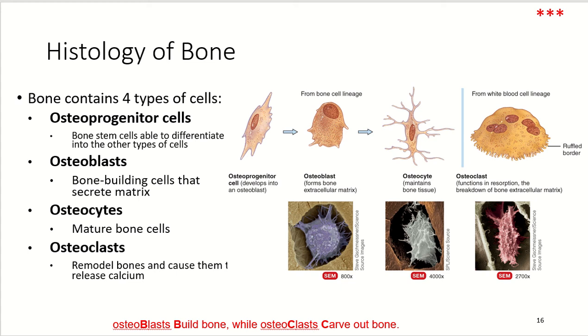Our osteoblasts are going to be our bone building cells. These are going to secrete that extracellular matrix for the bone. And then osteocytes are mature bone cells, and osteoclasts are the cells that are responsible for remodeling bone and causing them to release the calcium. So one way to remember the difference here is that osteoblasts build bone, while osteoclasts carve out bone.